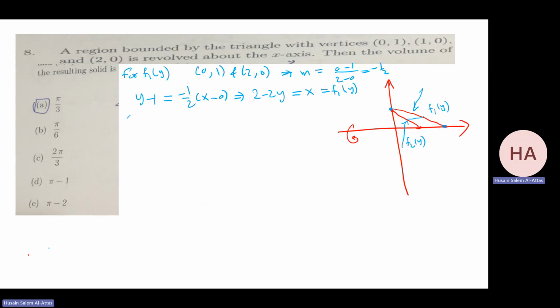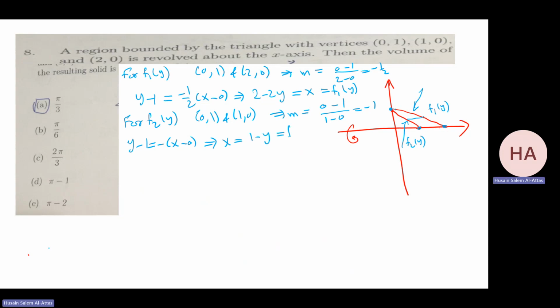Good. Now for f2 of y, what are the points? I need this line, so I need this point and this point. So I have the points (0, 1) and (1, 0). What will be the slope? It will be 0 minus 1 over 1 minus 0, which is minus 1. That will be my slope. So the equation, y minus 1 will be minus x minus 0. That means x will be 1 minus y, which is f2.